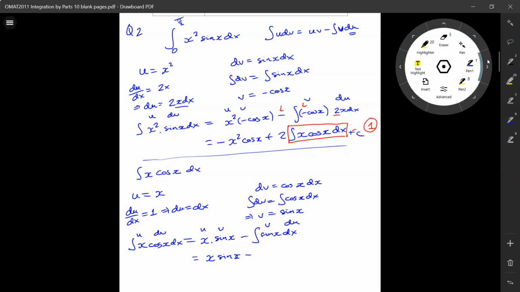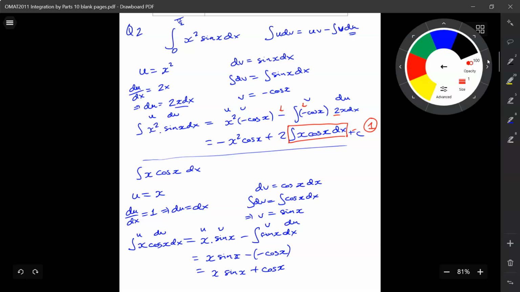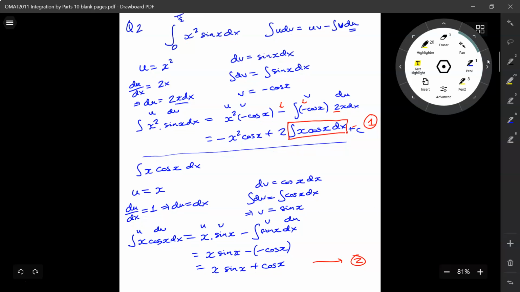So if I take that, minus cosine x, and I plug it in there, we have minus times a minus, so we have x sine of x plus the cosine of x. And this I'll call number 2. And then of course the next thing is we have to substitute that into equation 1.